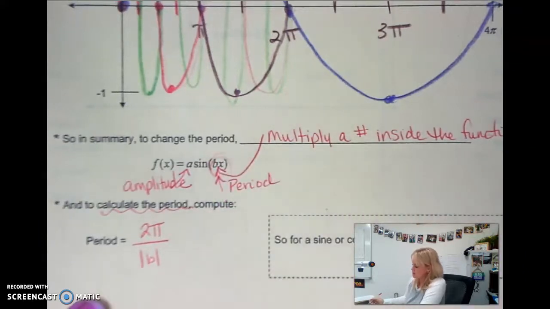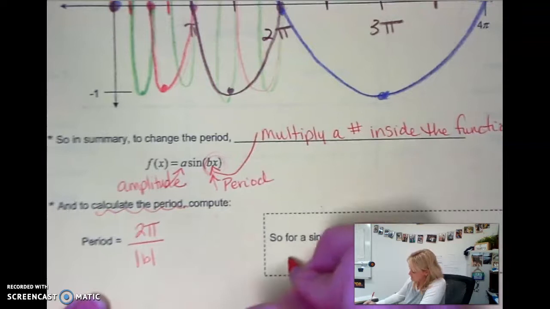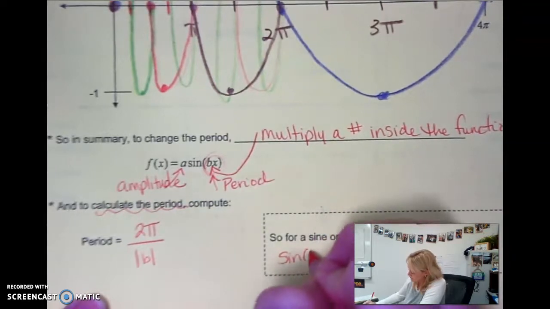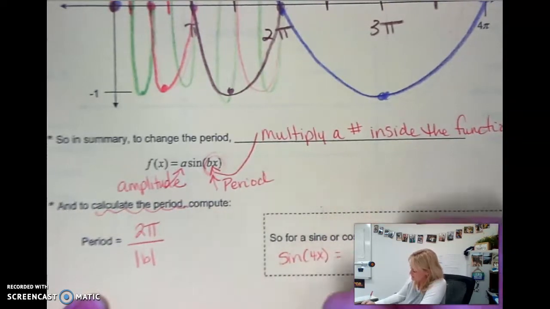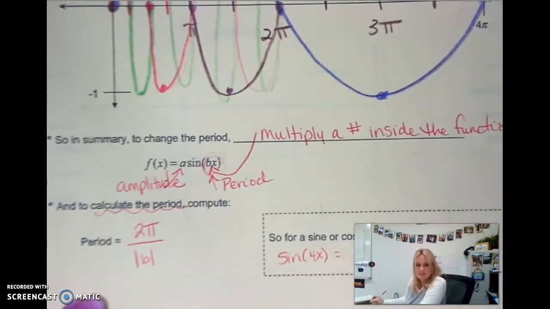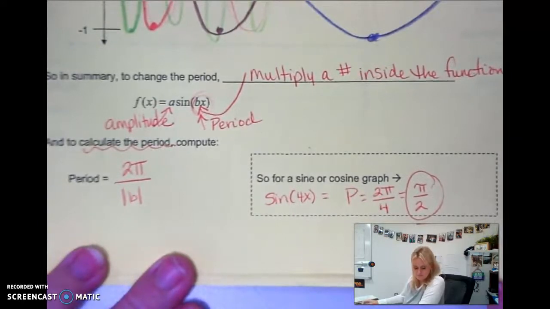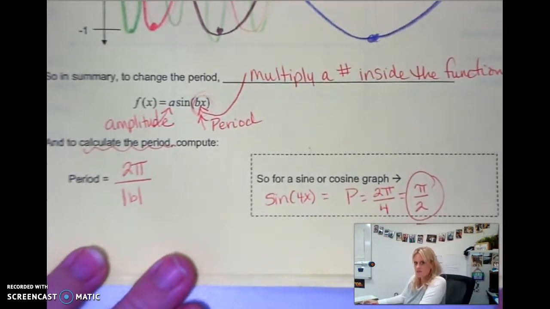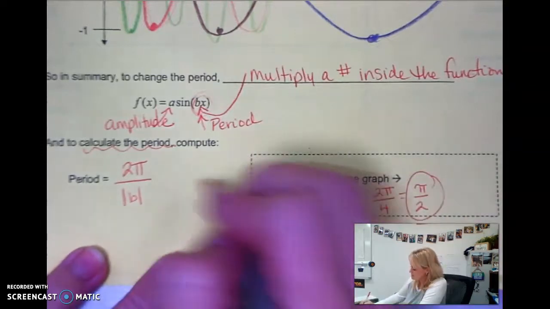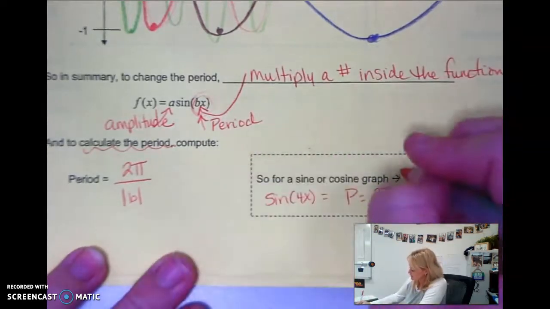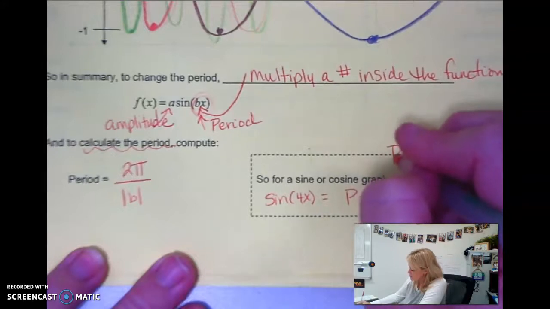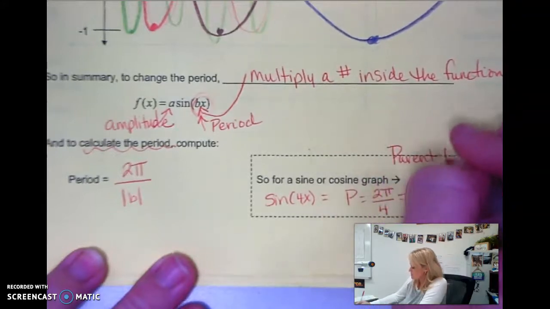So if you think back to if I said the sine of 4x, well, what is the period? Period equals 2 pi divided by 4. So the period is half a pi. That's another way for you to kind of figure that out. Okay? So for a sine or a cosine graph, this is the best way to look at it, but the period of a parent function is 2 pi.